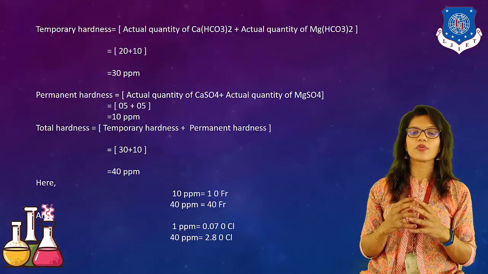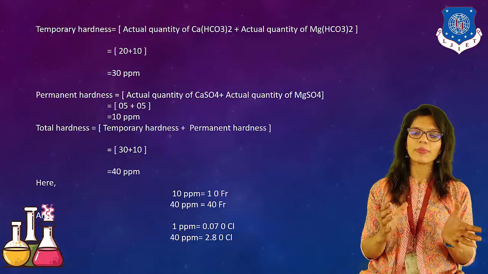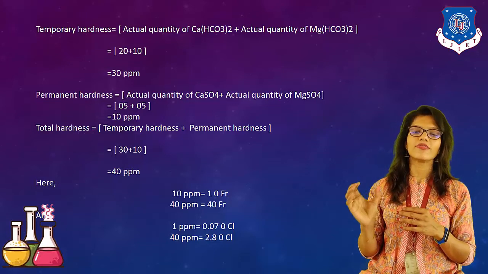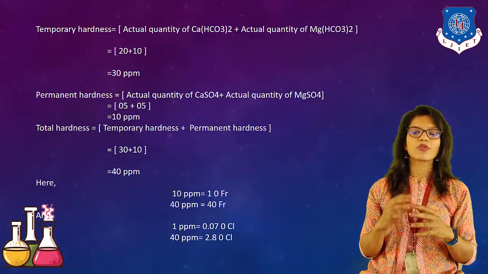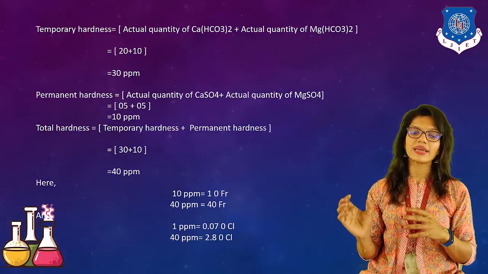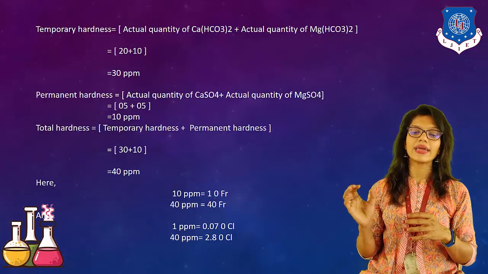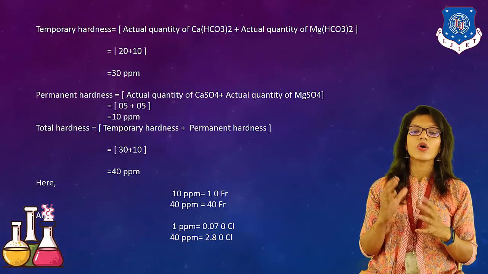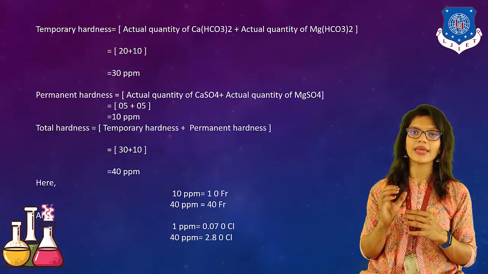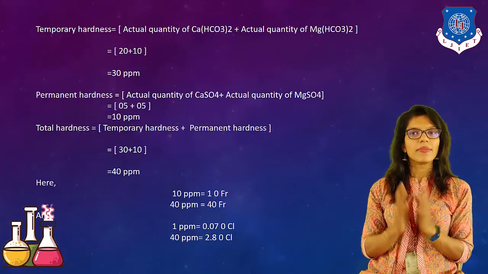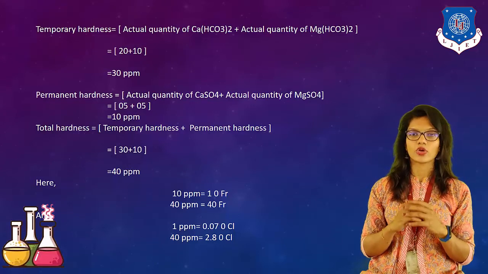Let's convert it. 10 ppm is equal to 1 degree French. So 40 ppm is equal to 4 degree French. Now 1 ppm is equal to 0.07 degree Clark. So 40 ppm is equal to 2.8 degree Clark. Above it is 4 degree French and below it is 2.8 degree Clark.